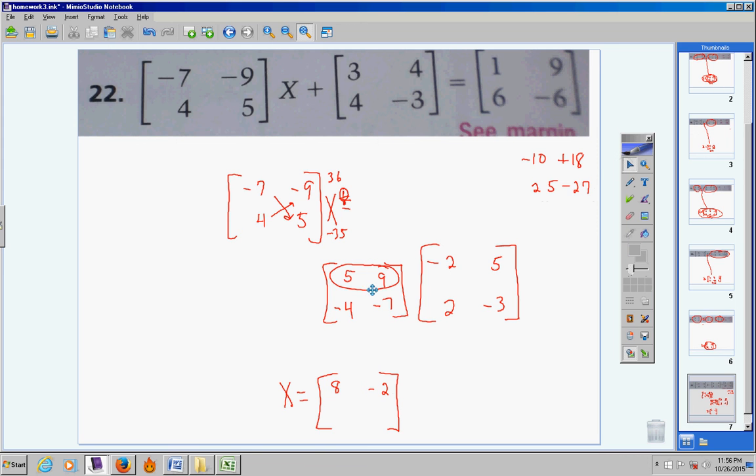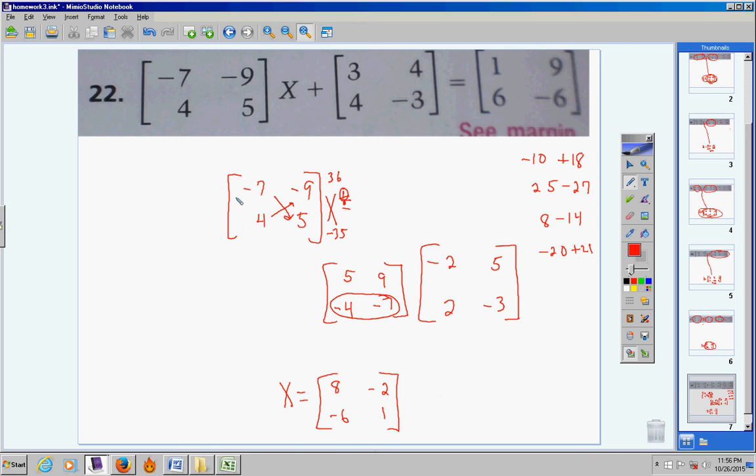Now I'm going to take this, move it down here. Now take row times column, then row times column. Negative 4 times negative 2, positive 8. Negative 7 times 2, negative 14. That's a negative 6. Now row times column. Negative 4 times 5, negative 20. Negative 7 times 3, positive 21, which leaves you with a 1.